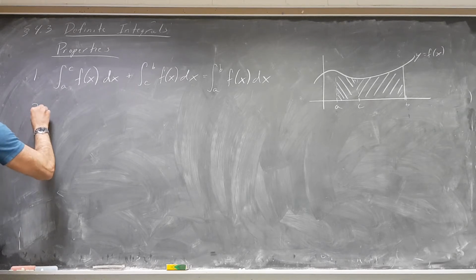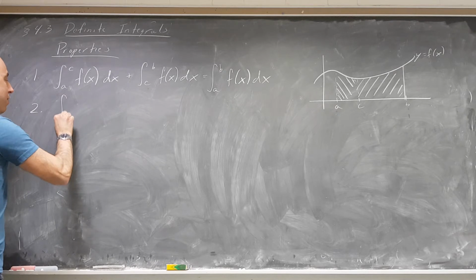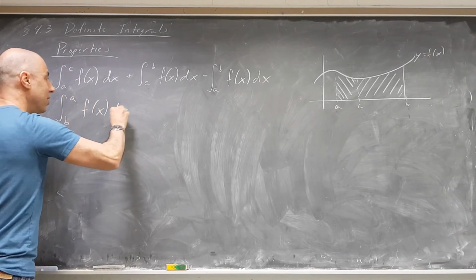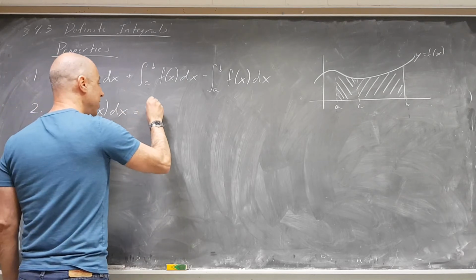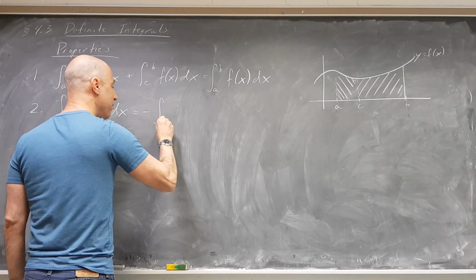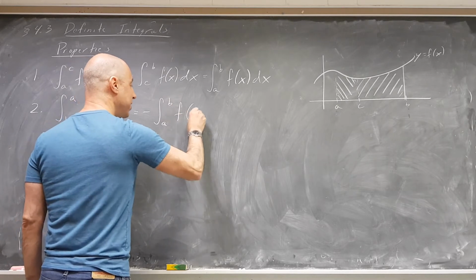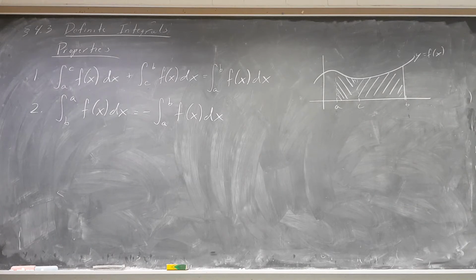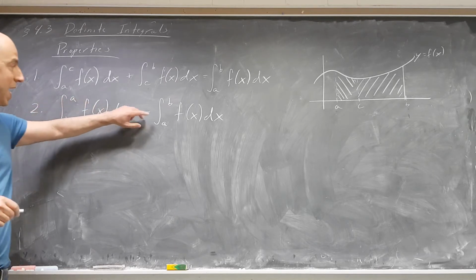Secondly, the integral from b back to a of f of x dx, we're going to define as the negative of the integral from a to b of f of x dx. We could actually do that using the summation notation and definition, using the Riemann sums, but I'm just going to make it a definition. So the integral from b to a, putting the second number on the bottom and the first number on the top, is just the negative of the normal way.